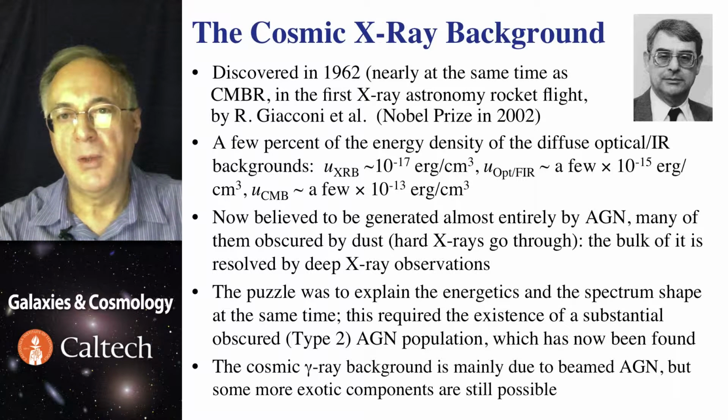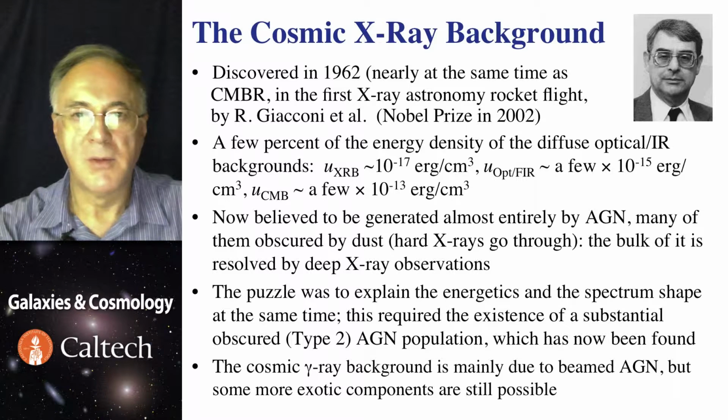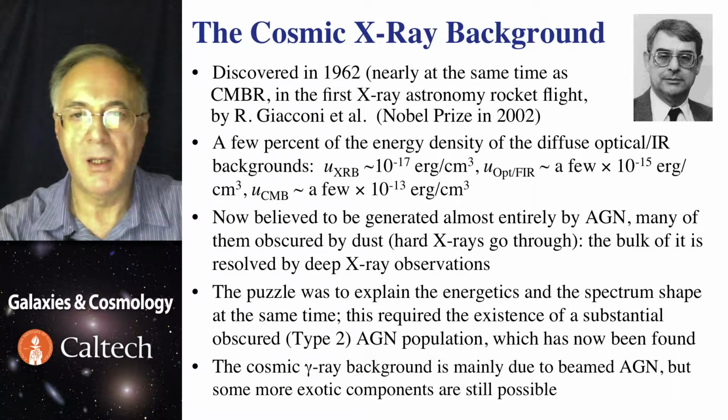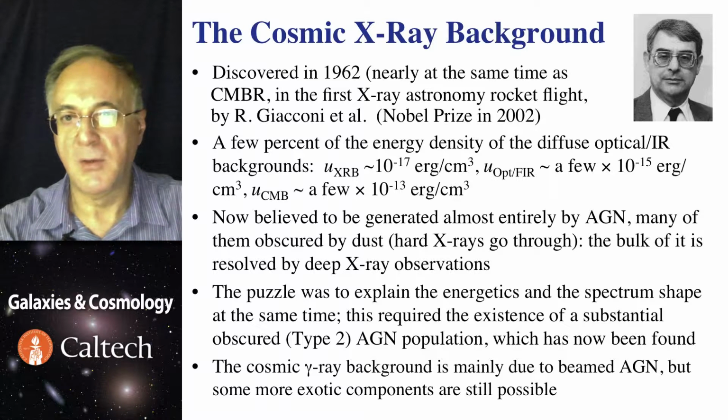We now believe, and are actually very certain of this, that most of the X-ray background originates from active galactic nuclei. It's been resolved into individual sources. Some of it comes from star formation in galaxies, say supernova remnants and such, but most of it comes from active nuclei. There was, however, one major puzzle, and that was the X-ray spectrum of the background.